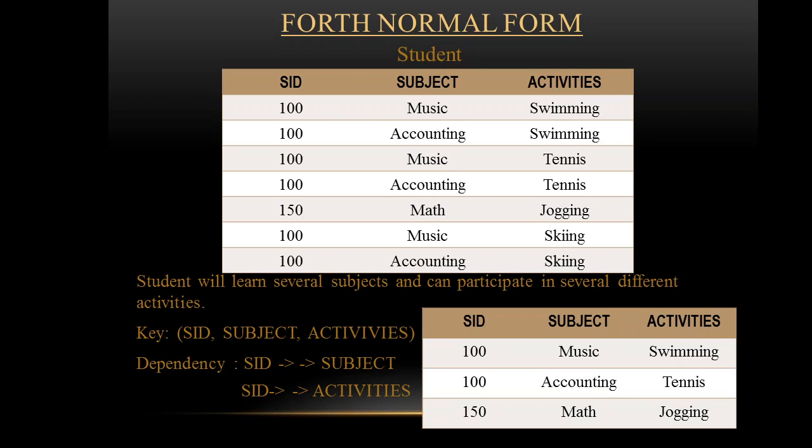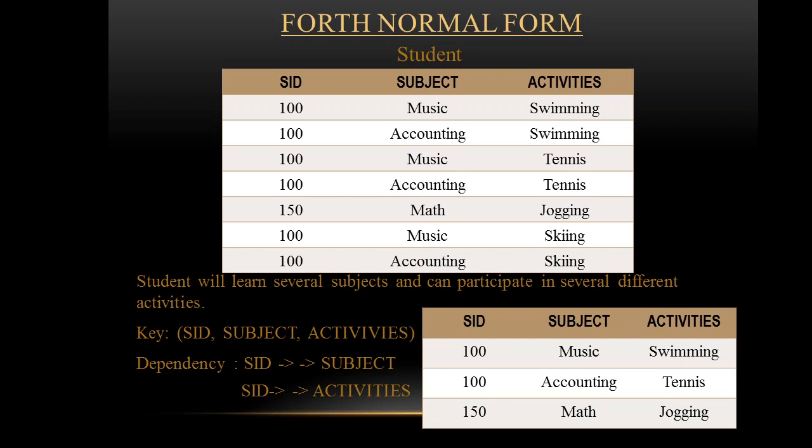Now if you look at the Student relation, is this relation in first normal form? Yes. Is this relation in second normal form? Yes, because there is no non-key attribute. Is this relation in third normal form? Yes, because there is no transitive dependency. Is this relation in Boyce-Codd normal form? Yes. Why? Because all the three attributes are part of the key. Still there exists a modification anomaly.